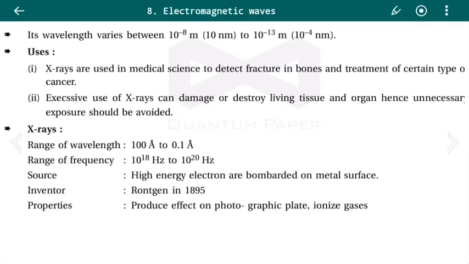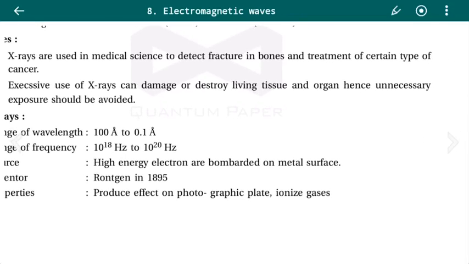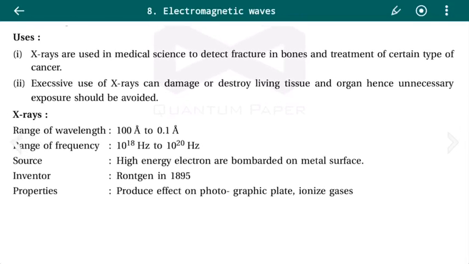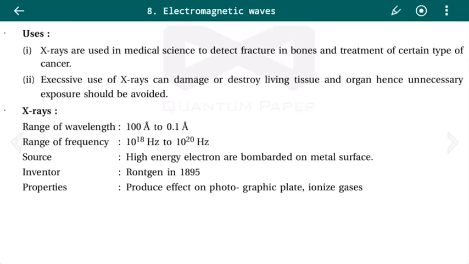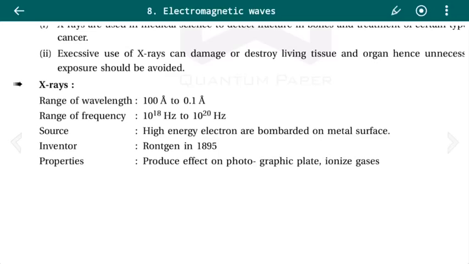Excessive use of X-ray can damage or destroy living tissue and organs, hence unnecessary exposure should be avoided. So it is said that X-rays should not be done frequently as they can damage the tissues and organs. The range of the wavelength of this X-ray is 100 angstrom to 0.1 angstrom. Range of frequency is 10 to the 18 Hz to 10 to the 20 Hz.